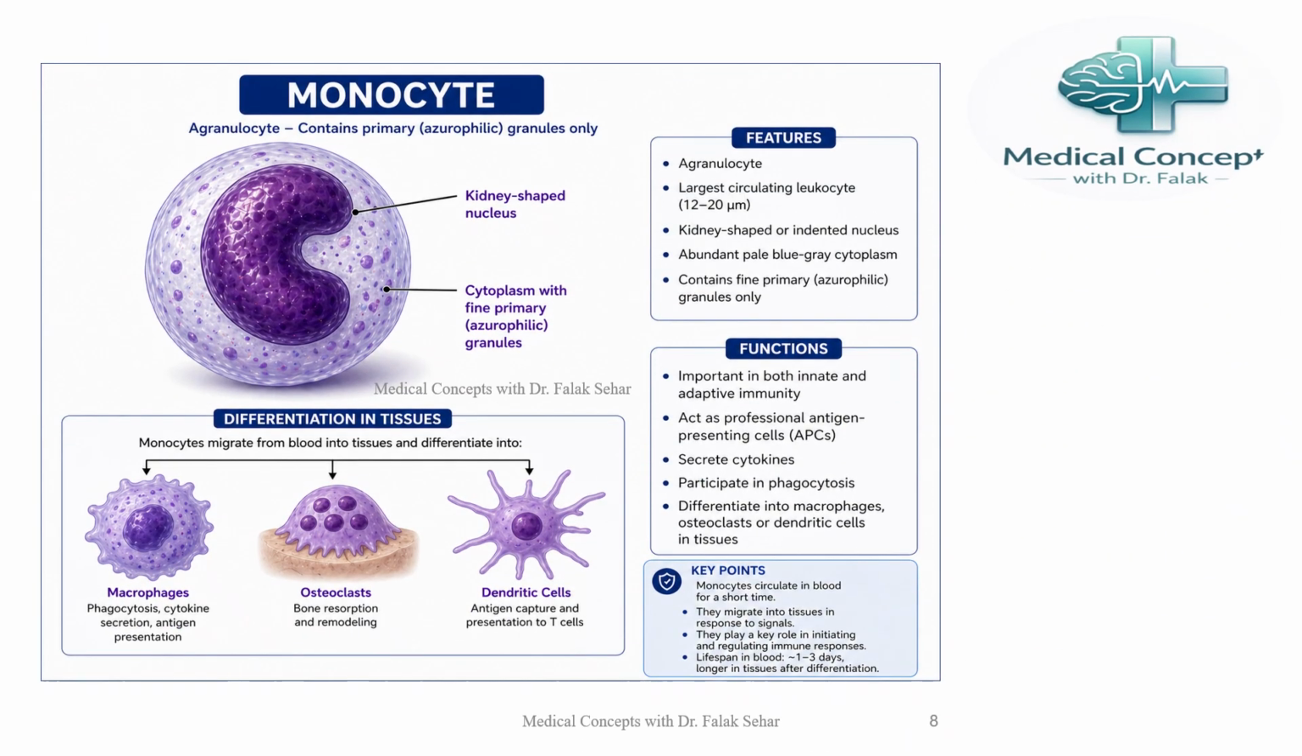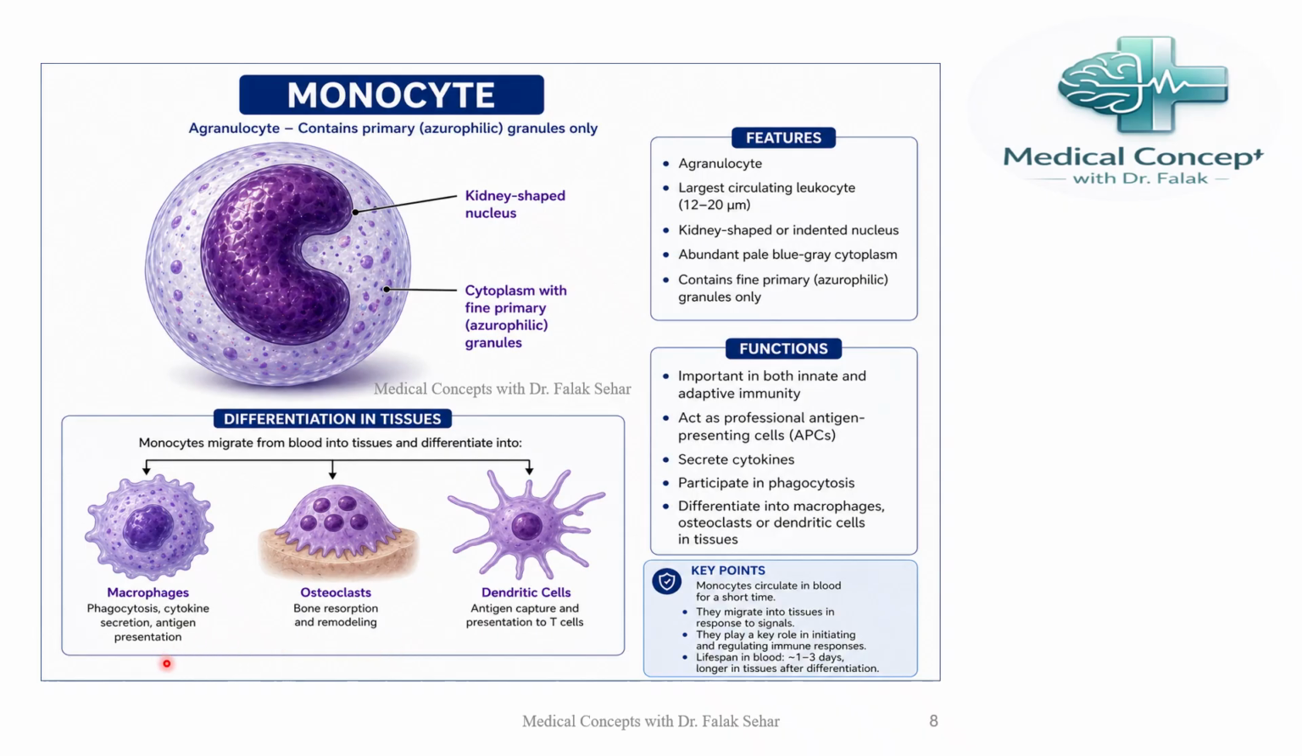Now let's talk about the monocyte, the largest circulating white blood cell and an important agranulocyte. It has a characteristic kidney-shaped nucleus and abundant pale blue-gray cytoplasm that contains only primary or eosinophilic granules. They circulate in the blood for just 1 to 3 days before migrating into the tissue. Once they enter the tissue, they differentiate into specialized cells such as macrophages, osteoclasts, and dendritic cells.